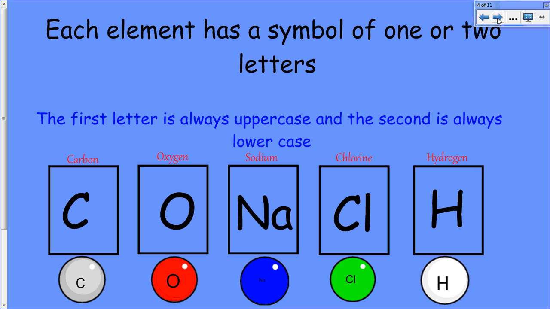Each element has a symbol, a chemical symbol, of one or two letters. The first letter is always uppercase, and the second is always lowercase. Carbon, oxygen, sodium, chlorine, and hydrogen are some examples.